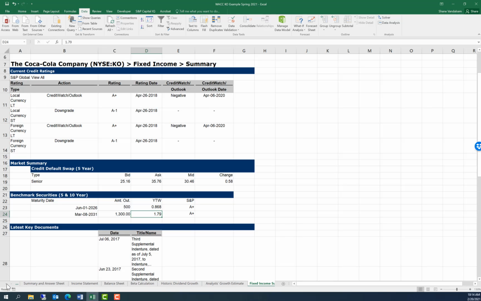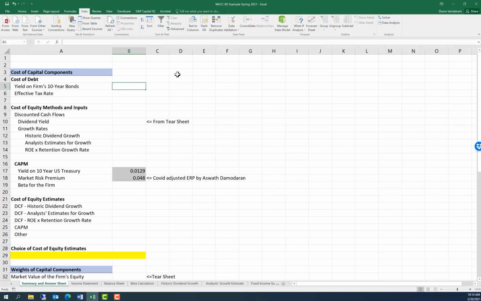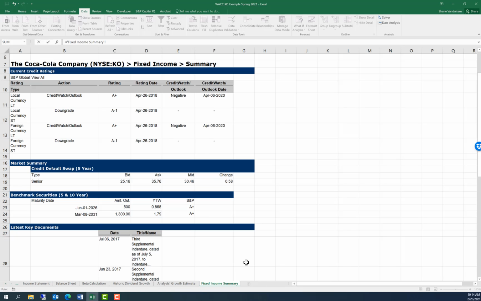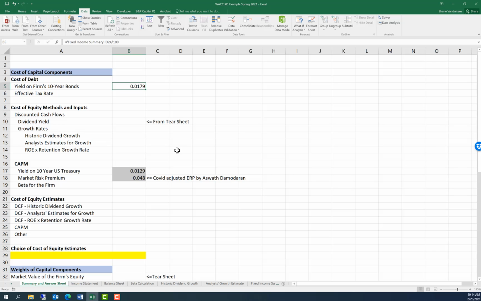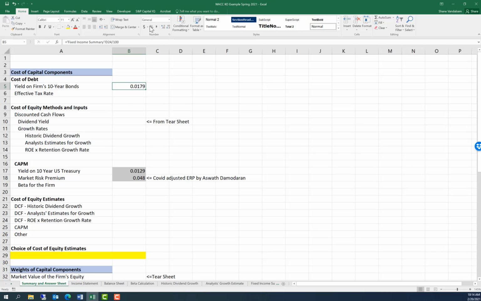So what I'm going to do is go back to my summary page and just put equals and go out to the fixed income summary and select the 1.79. Now what I need to do here, because this is a whole number and we want it in decimal form, I'm going to divide it by 100 to give us the percentage. So it's 1.79%. Okay. And I will format that. So again, I took the information from that cell and I divided it by 100 to get that in percentage form.